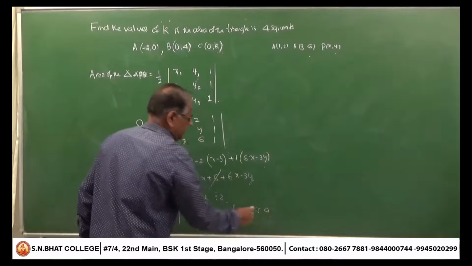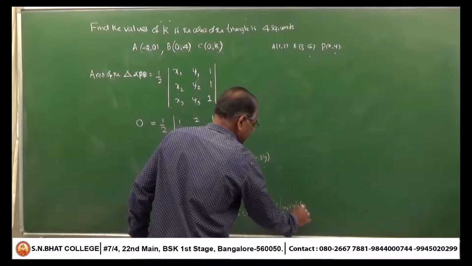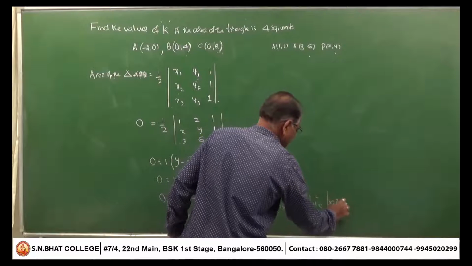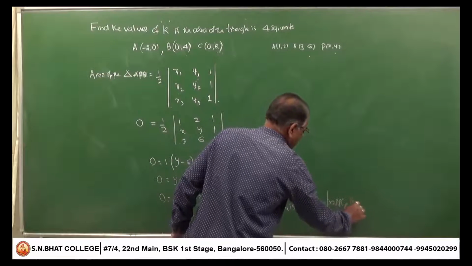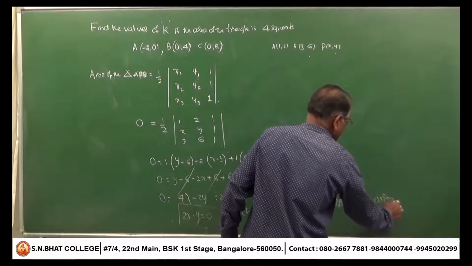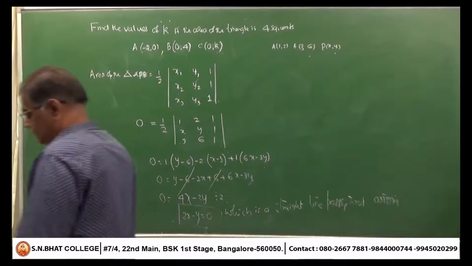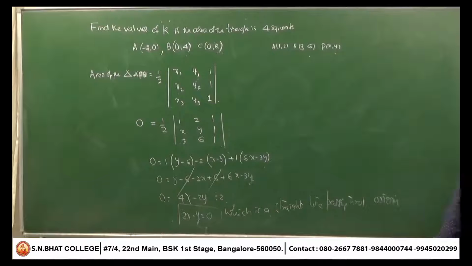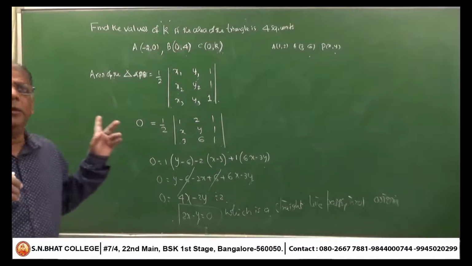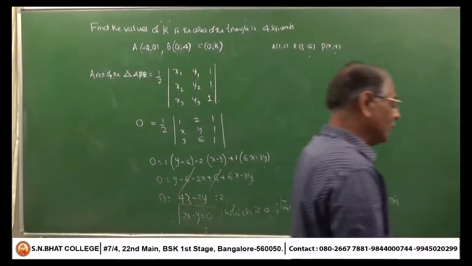Which is a straight line passing through origin. This completes the problem on finding the area using determinants. Next is the side heading you take.